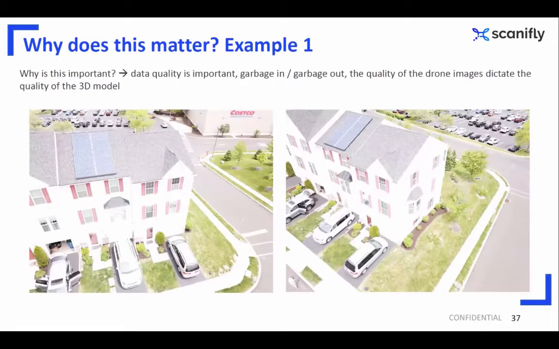Now, why does the quality of imagery matter so much? Let's take a look at a few examples here. Here are some images showing white balance issues with the imagery. You can see here that the facade is pretty washed out. It's hard to tell what's really going on there.